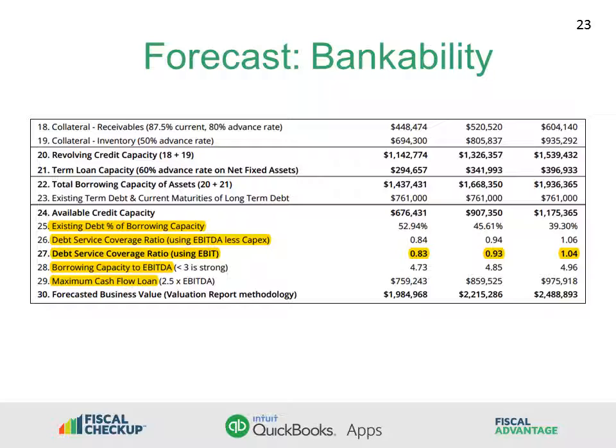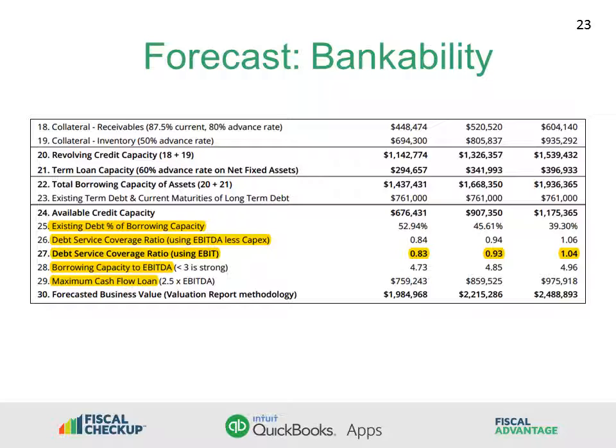A company needs to have both the ability to borrow funds and the ability to repay the debt. On line 27, the debt service coverage ratio, which measures the company's ability to repay their loans, generally needs to be above 1.25 to secure financing from most lenders. Some lenders even want 1.5, which provides for a 50% cushion.